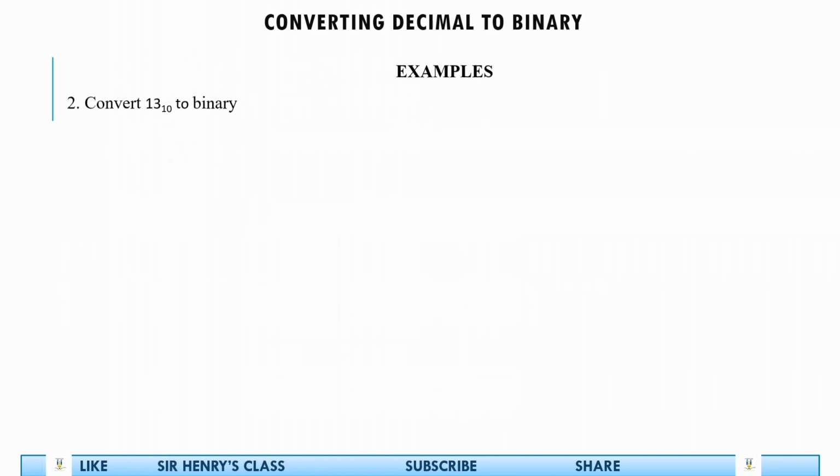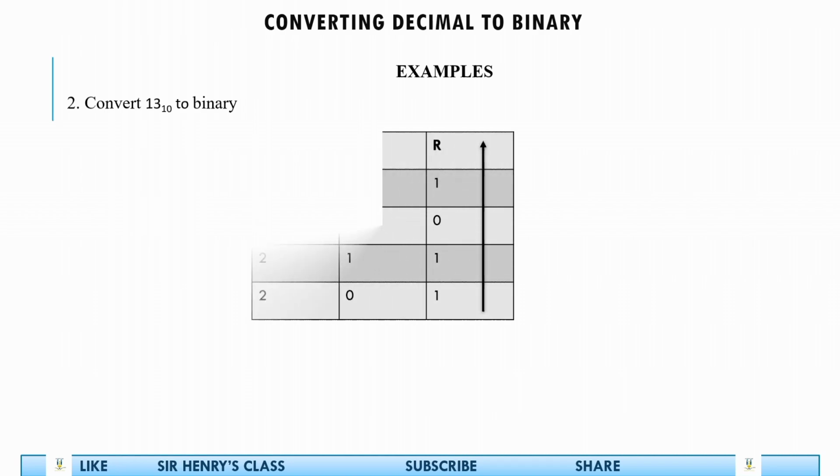Let's look at the second one. We have to convert 13 base 10 to binary. Same with 3 columns, a table. The first one will take your base 2. The second one will take your decimal number, which is 13, written as just 13 or 13 base 10. And the last one is your remainder.